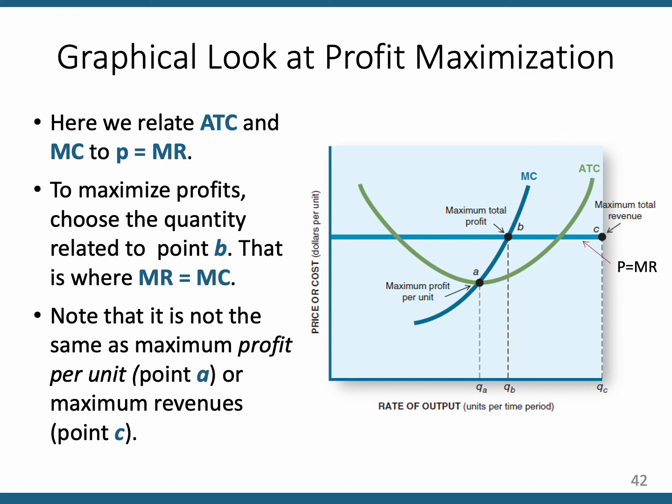Your goal is not to produce the level of Q where per unit profit is maximized. You want to produce where total profit is maximized. That happens at point B, at the intersection of marginal cost and marginal revenue, which in this case comes from the demand curve because it's pure competition. Point B. And how much should you produce? Q sub B on the x-axis, whatever Q that is. That's how much you should produce per day or per week.